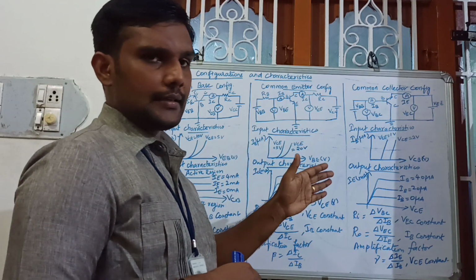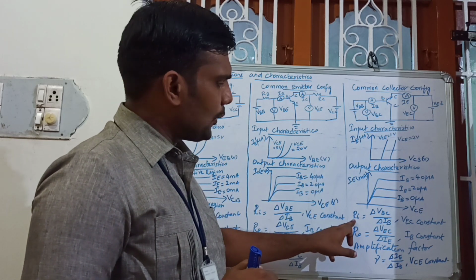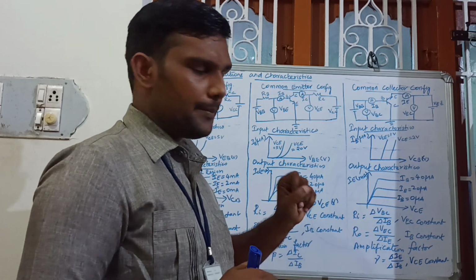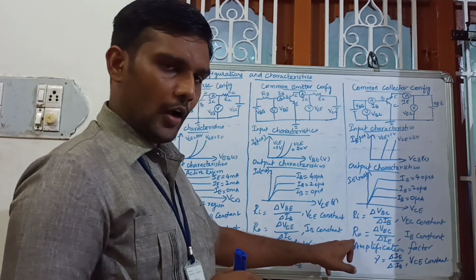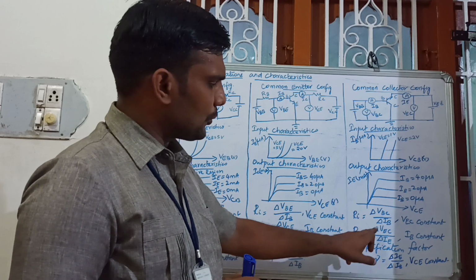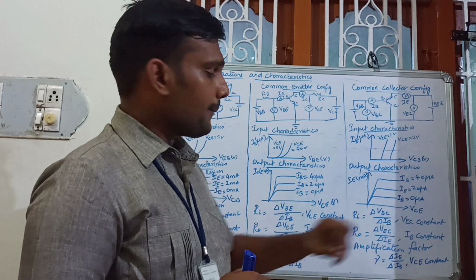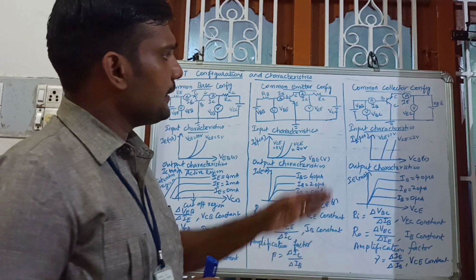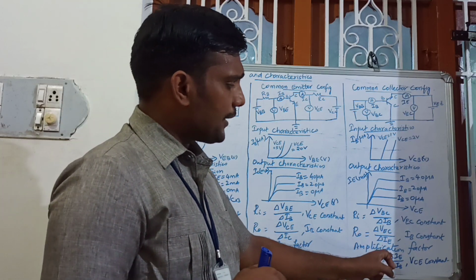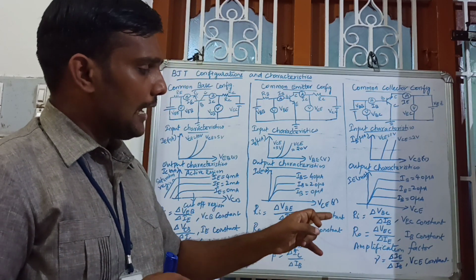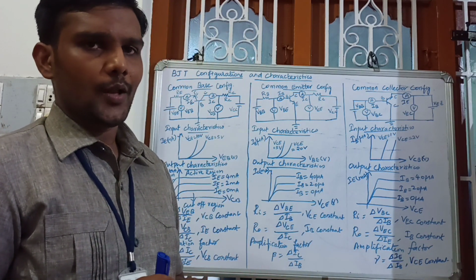From the input and output characteristics, the resistances are calculated. From the input characteristics, the input resistance is equal to delta VBC divided by delta IB, with VEC constant. From the output characteristics, the output resistance Ro is equal to delta VEC divided by delta IE, with IB constant. Then the amplification factor: in common collector configuration, it is denoted by gamma, which is equal to delta IE divided by delta IB. Here the collector to emitter voltage will be constant.